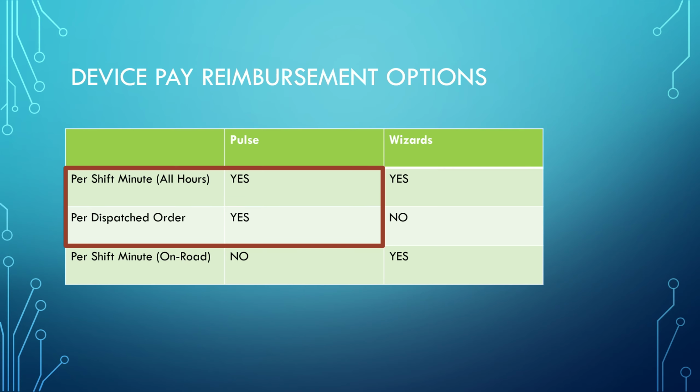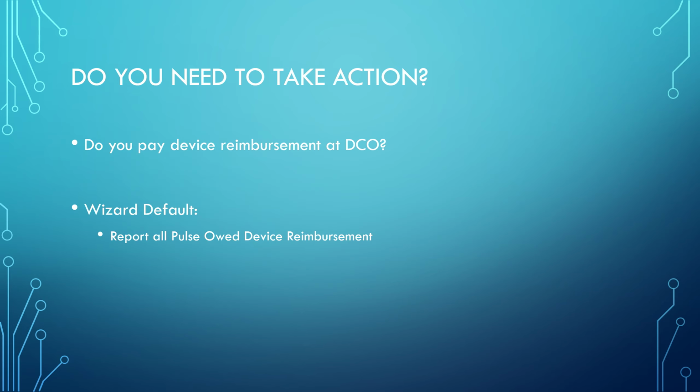So let's just recap. There are 3 different ways to pay: either all hours, or just on-road hours, or on a per dispatched order basis. And either Pulse can handle it or the Wizards can handle it. That's entirely up to you. So the question for you is, do you need to take any action within the Wizards? Well, if you're going to pay device reimbursement at driver checkout, then there's really no action you have to take. The drivers have already been reimbursed. There's really no reason for that information to appear on your payroll report, so you don't have to take any action.